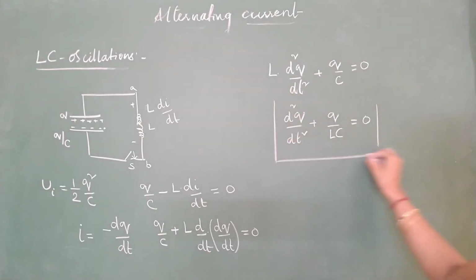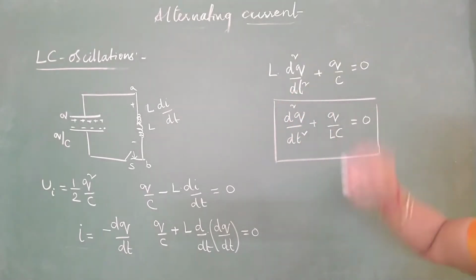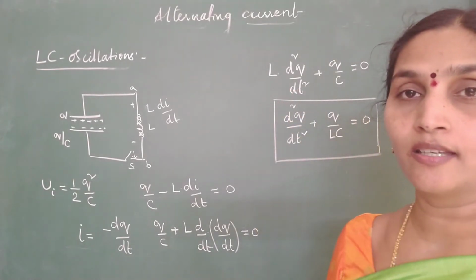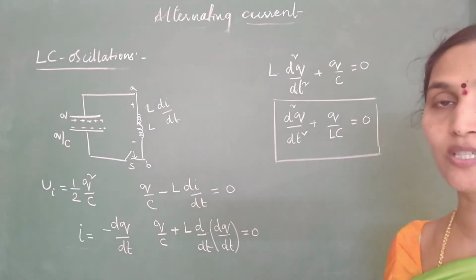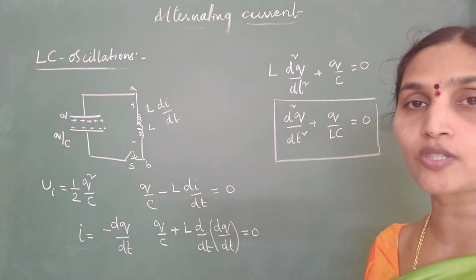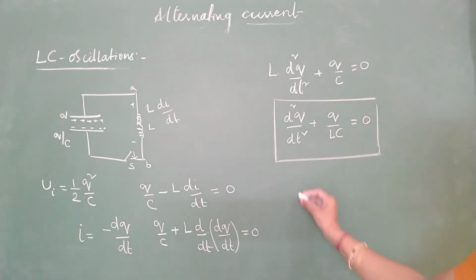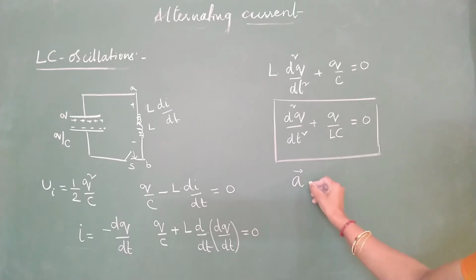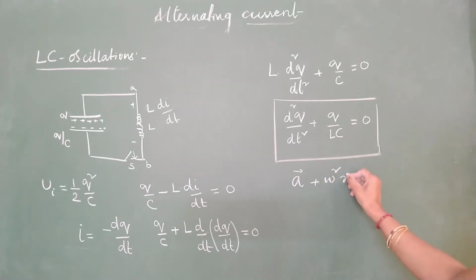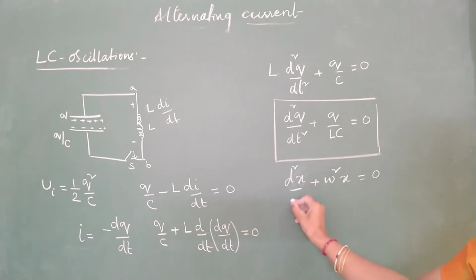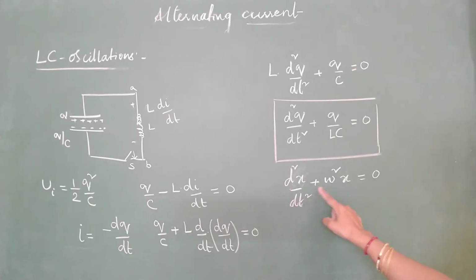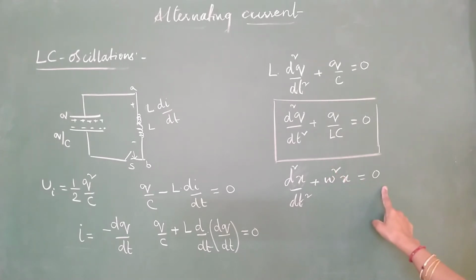So observe this equation carefully. Okay, when we studied oscillations in simple harmonic motion, what was the general equation representing a simple harmonic motion, linear SHM? Acceleration is proportional to negative of displacement, or we used to write it this way, acceleration plus omega square x should be equal to 0. We know acceleration can be written as d square x by dt square. For a simple harmonic oscillator, d square x by dt square plus omega square x is equal to 0.